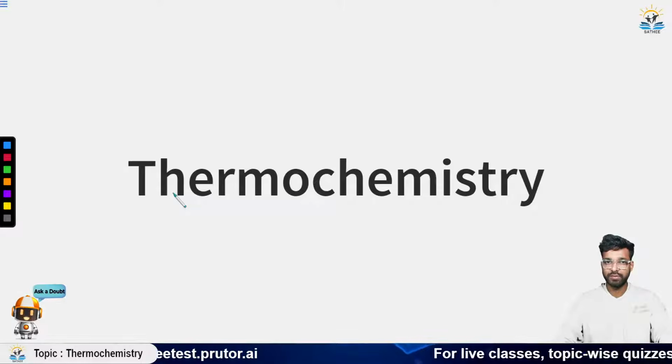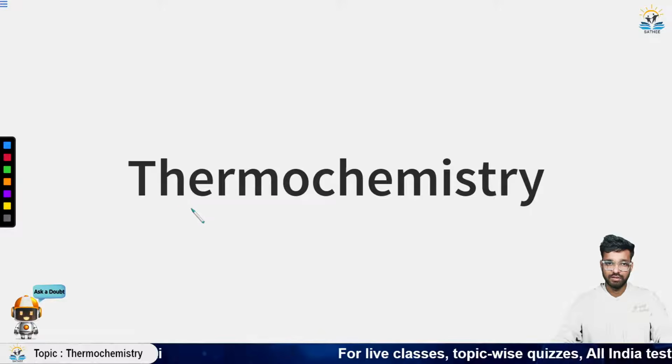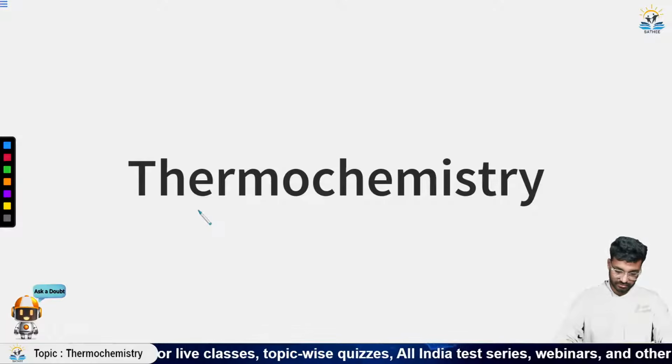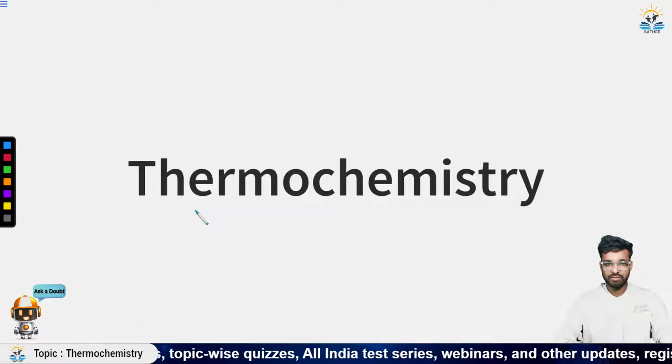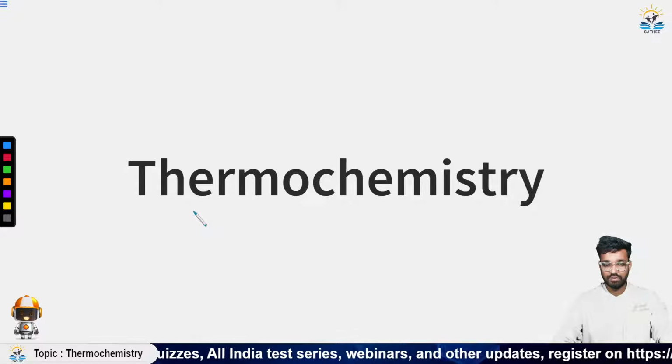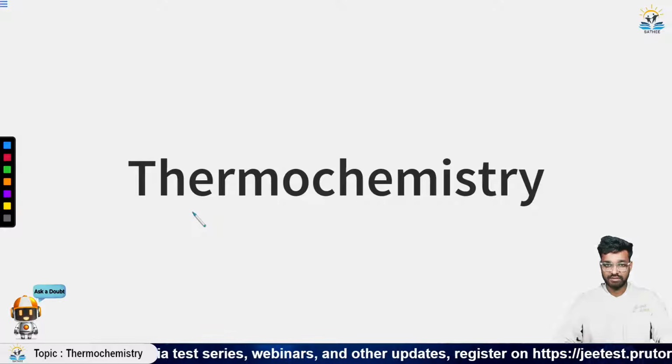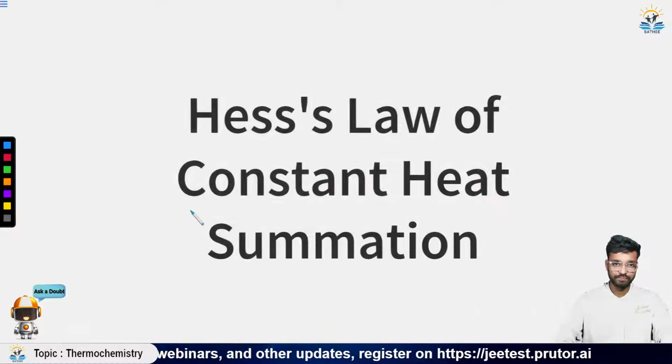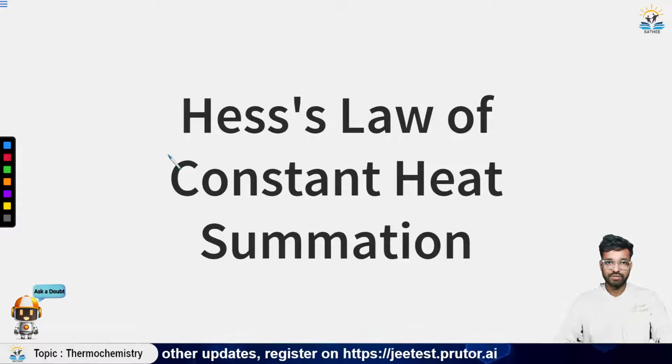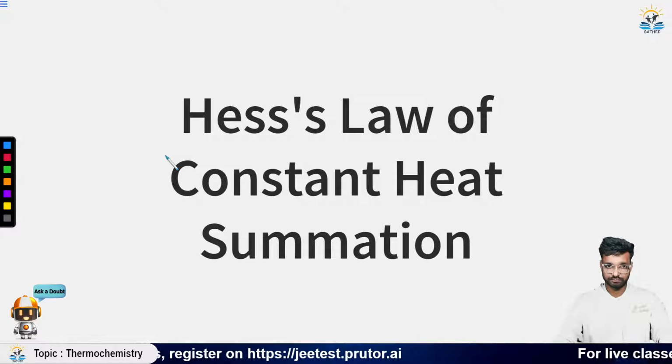We are doing a crash course on chemistry of 45 days for the upcoming JEE exam, and today I will be teaching the chapter which is thermochemistry. Thermochemistry is an important part of thermodynamics. In thermochemistry, we will mainly deal with thermochemical equations and use them to find the enthalpy of different reactions. First of all, we will start with Hess's law of constant summation.